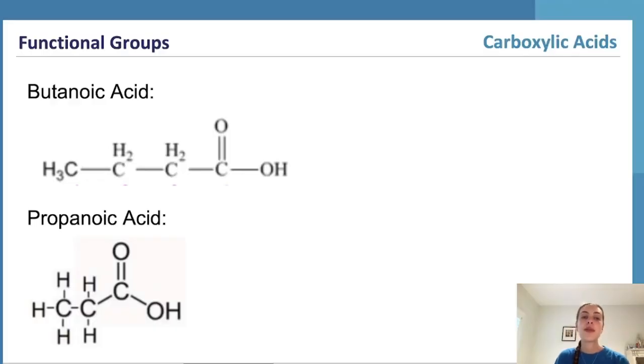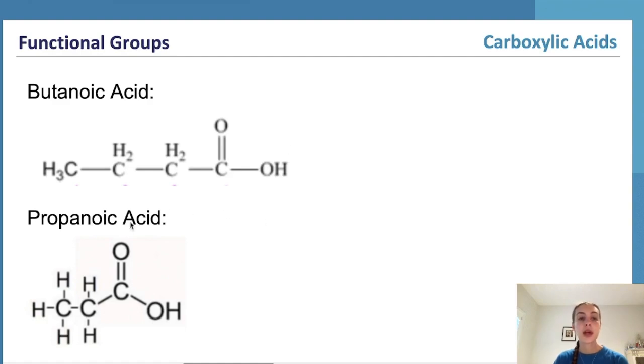Some examples which we have of these is butanoic acid. That being this one here, where we can see we've got 1, 2, 3, 4 carbons along the main chain, and then on the end of the molecule we can see we've got a double bonded oxygen and a single bonded hydroxyl group, making it a carboxylic acid. So hence the butane part comes from the 4 carbons along the main chain, and then the oic acid part comes from the carboxylic acid group, the carboxyl group at the end of the molecule.